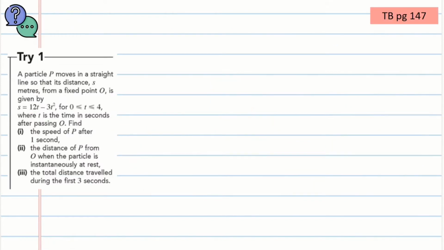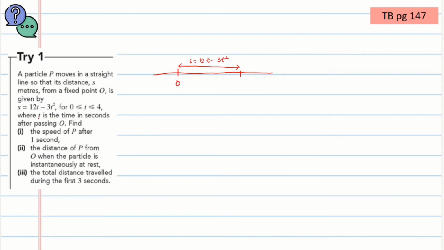Let's now take a look at try 1 found in your textbook, page 147. So it says that a particle P moves in a straight line so that its distance s meters from a fixed point O is given by this. So to illustrate this idea, we usually draw a straight line path. So starting from O, okay, that's where your displacement is being measured. Wherever that it stops, let's say if it stops here, the displacement would be 12t minus 3t squared. Okay, our t values that we're using in this question is from 0 to 4.